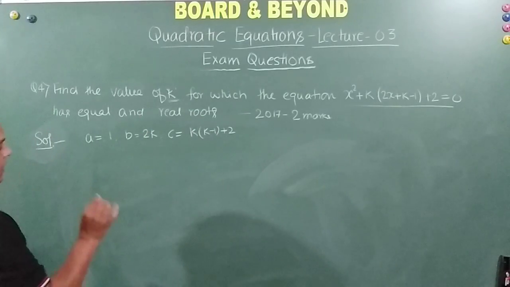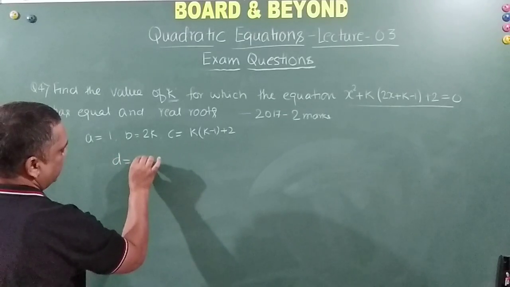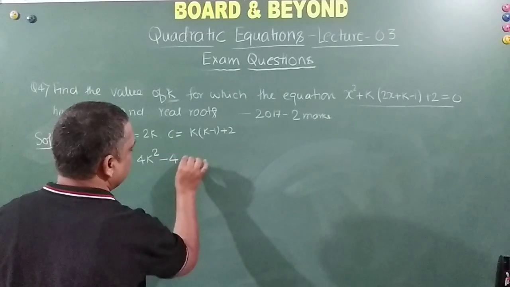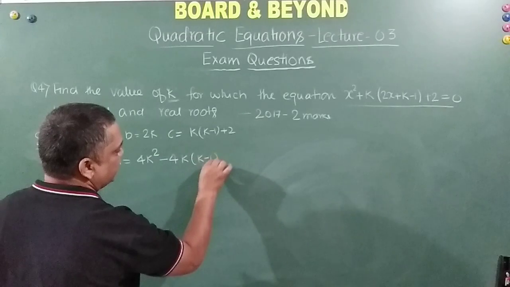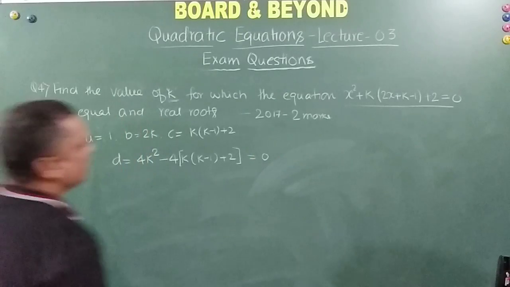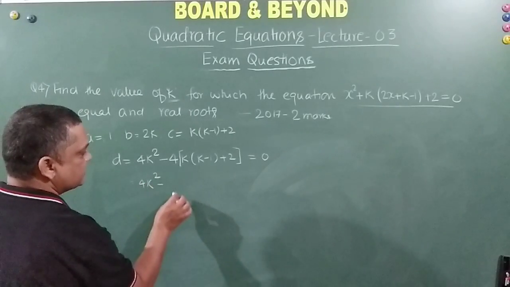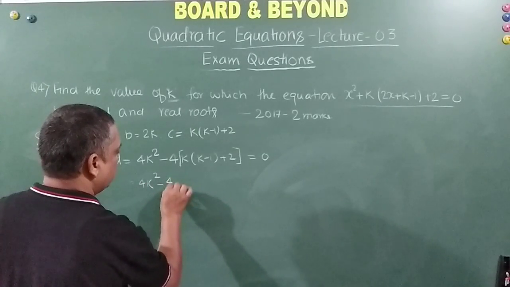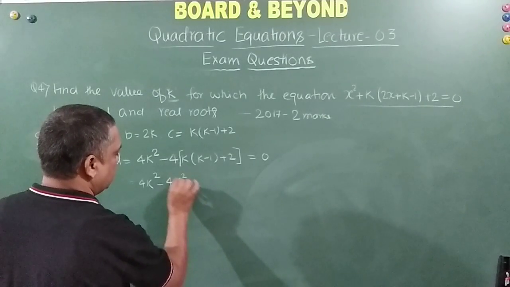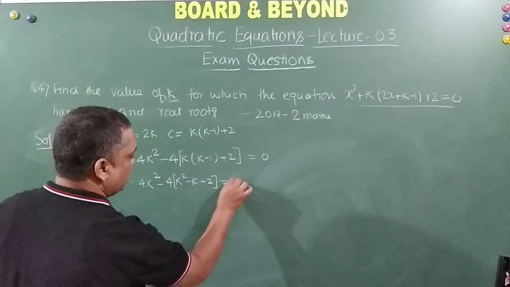So a, b and c we have got. Now D is equal to b square minus 4ac. That is 4k square, I have directly done the square, minus 4 into c. c is nothing but k(k minus 1) plus 2. This complete D is equal to 0, since the roots are equal, right? So this becomes 4k square minus 4 times k square minus k plus 2 is equal to 0.